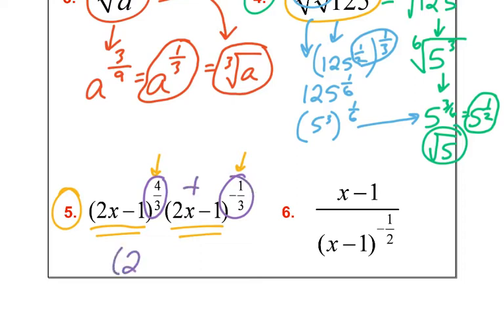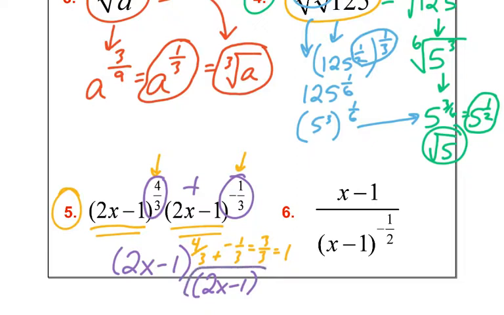Okay, so why don't we just call this a big old 2x minus 1 to the, how about 4/3 power plus the other one, which is negative 1/3 power. Well, 4/3 plus negative 1/3, that's really 4/3 minus a third, right? So that's basically 3/3 or 1. Oh, wow. So this whole thing just turns into 2x minus 1 to the 1 power, or just that. Sweet. Last one, friends. Number 6.